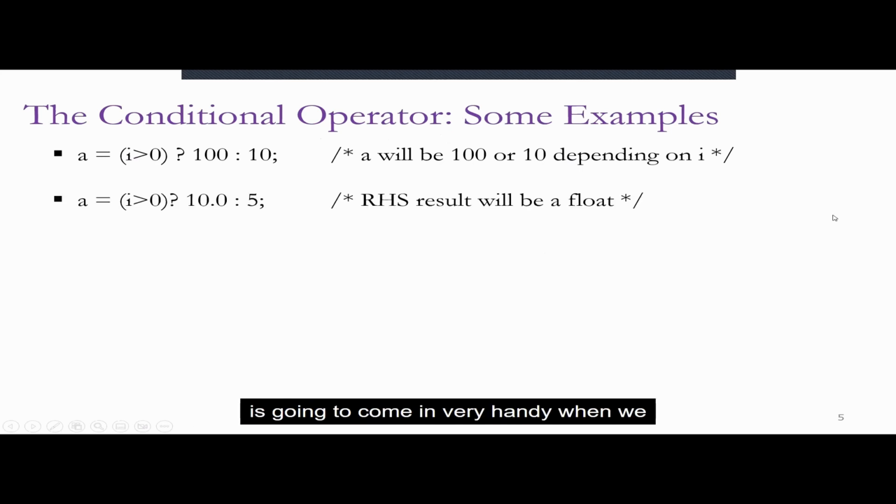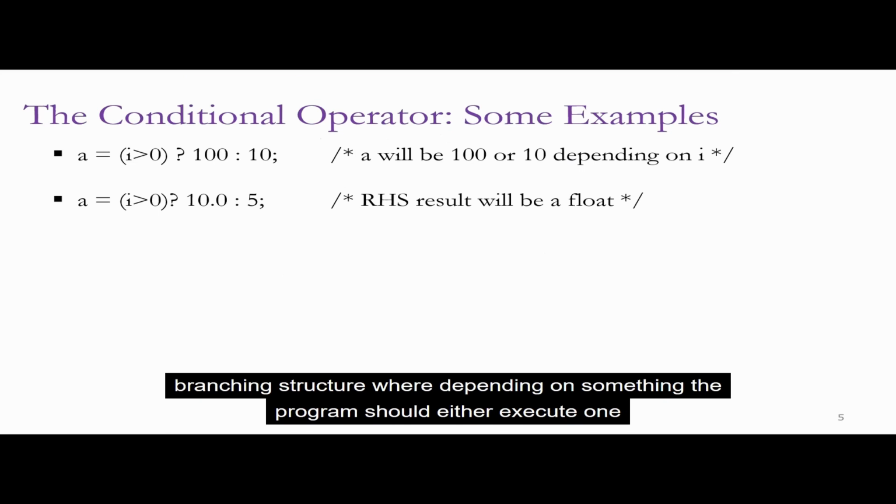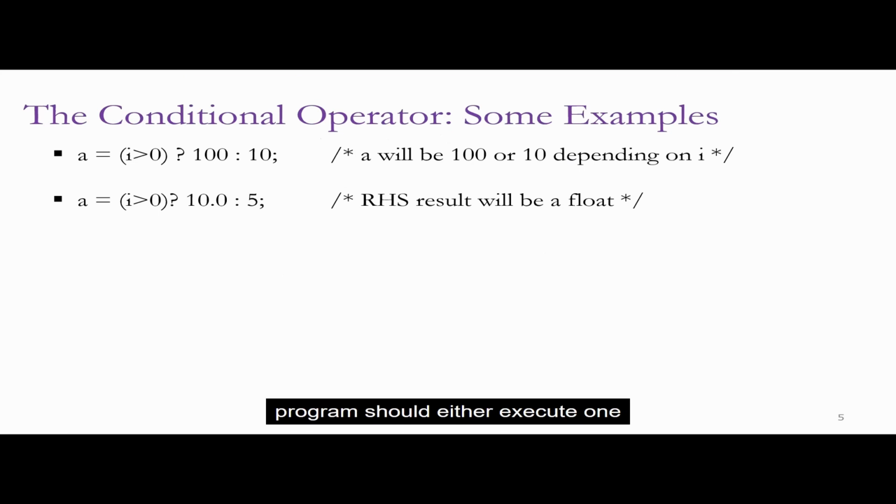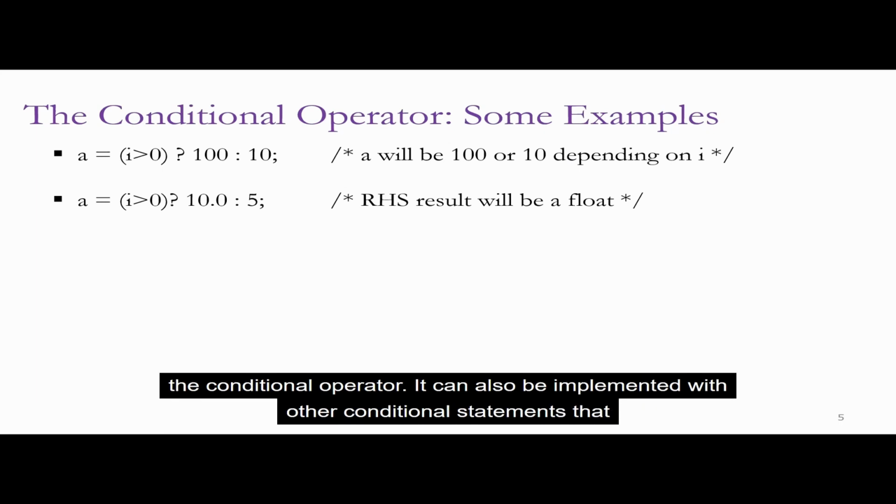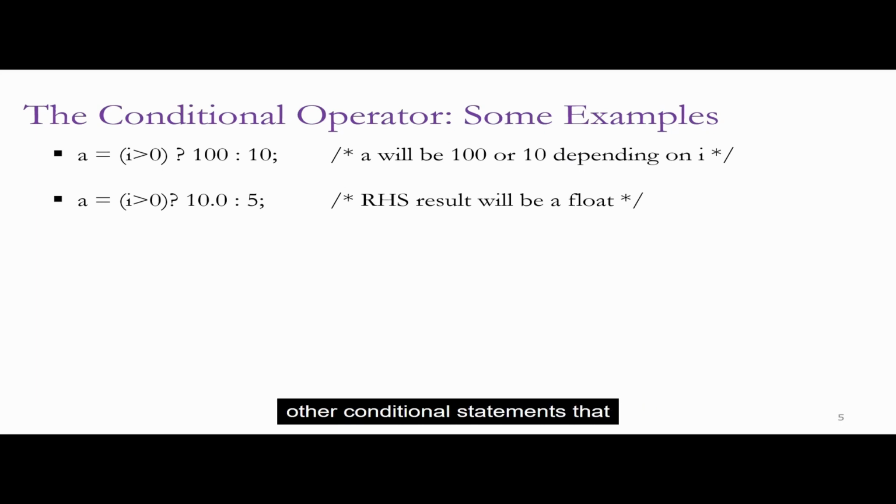And this is going to come in very handy when we start talking about programs that have a branching structure, where depending on something, the program should either execute one condition or another condition. This sort of conditionality can be implemented with a conditional operator. It can also be implemented with other conditional statements that we will see in other videos.